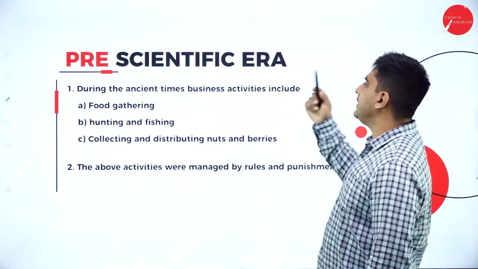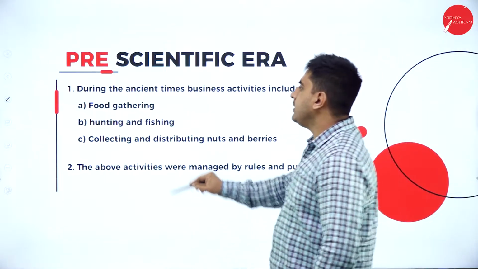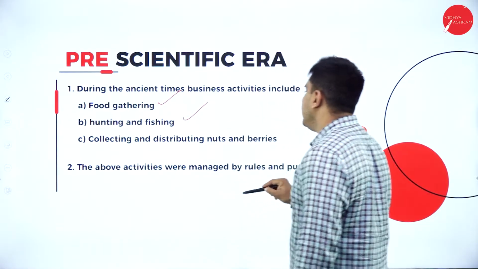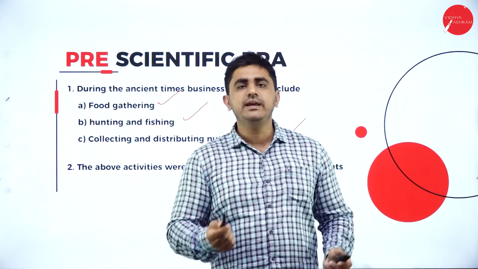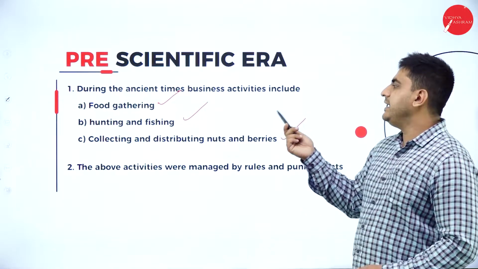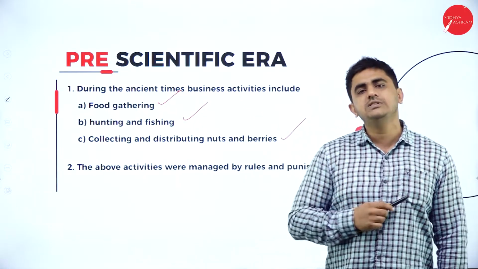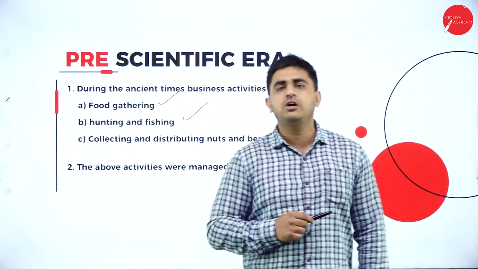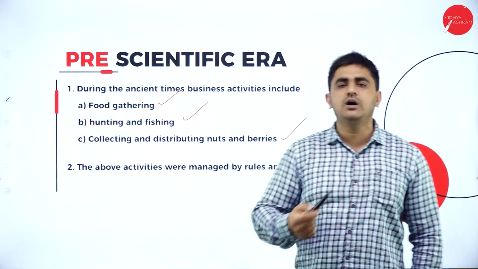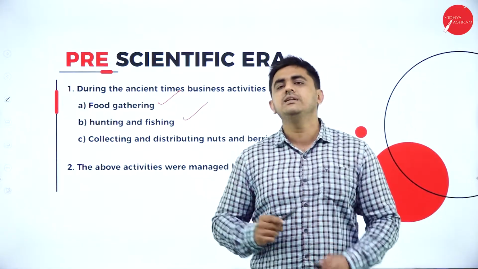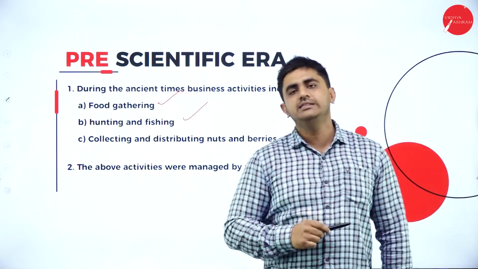That is, the pre-scientific era. During the ancient times, business activities included only food gathering, hunting and fishing, collecting and distribution of nuts and berries. These were the main kinds of business activities in the ancient time. In order to manage these business activities, there were certain rules and regulations. There were certain punishments for wrongdoing. So if some person involved in the distribution of nuts and berries steals and runs off and gets caught, he will be given certain punishments. In such simple ways, business was managed in the pre-scientific era, or the ancient times.